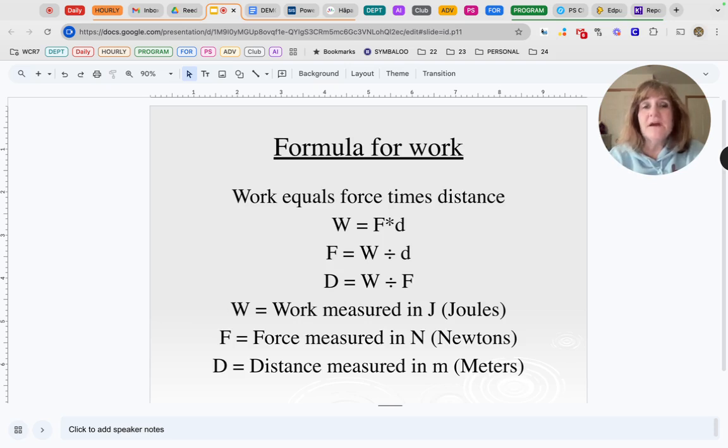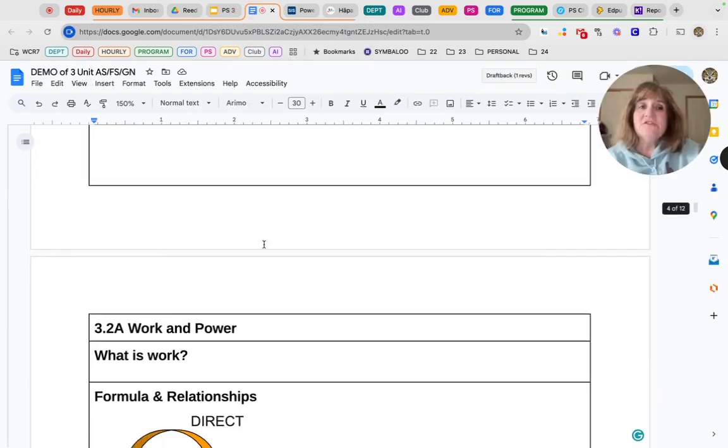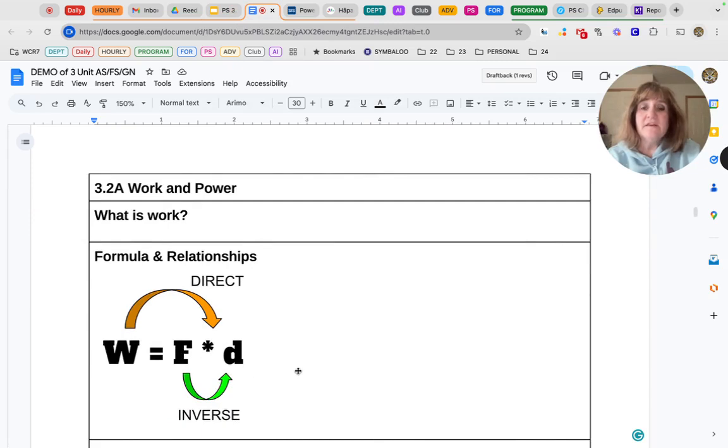In the second box, you've got the formula and relationships for work. The formula for work is equal to force times distance. And you need these units. Work is measured in J or joules. Force is measured in newtons, and distance is measured in meters. Be sure you have the units. But the relationships, you can draw this. Remember that if it's across the equal sign, it is a direct relationship. And if it's on the same side of the equal sign, it has an inverse relationship.